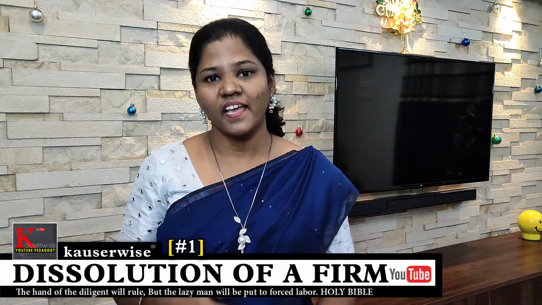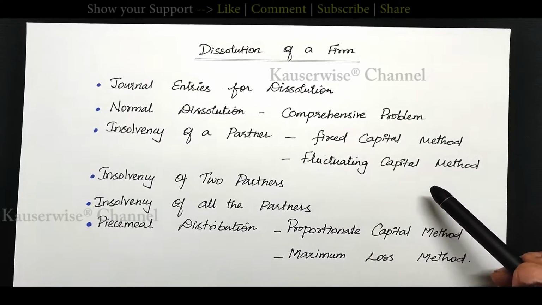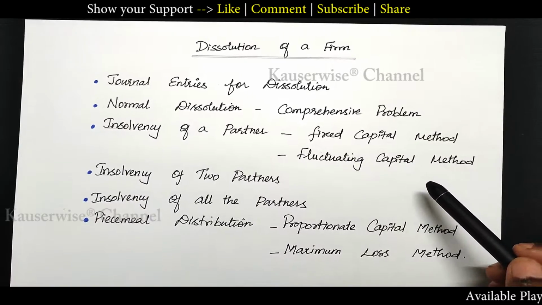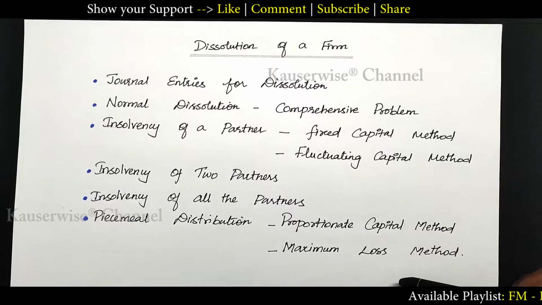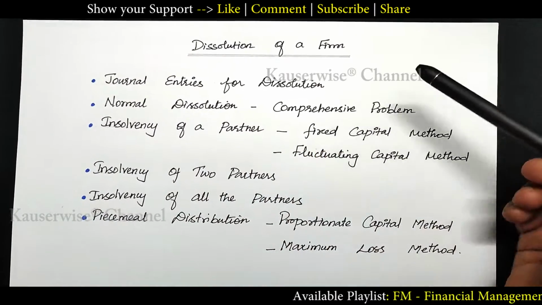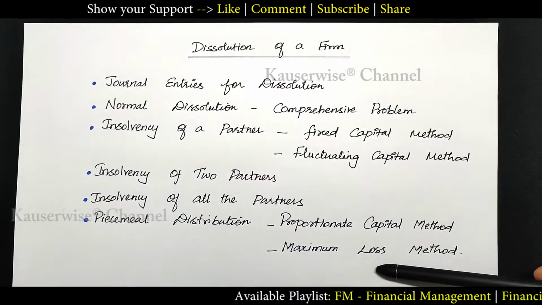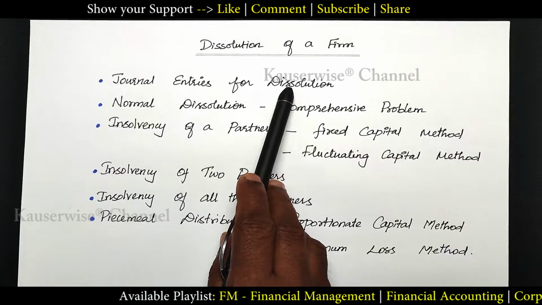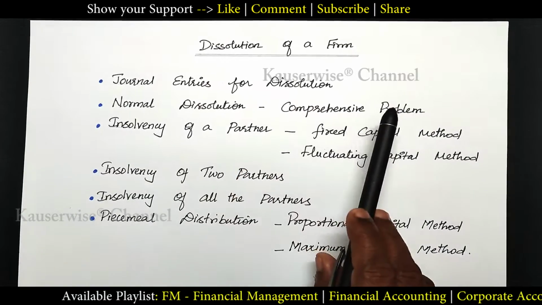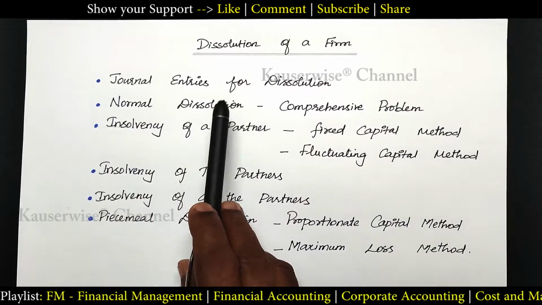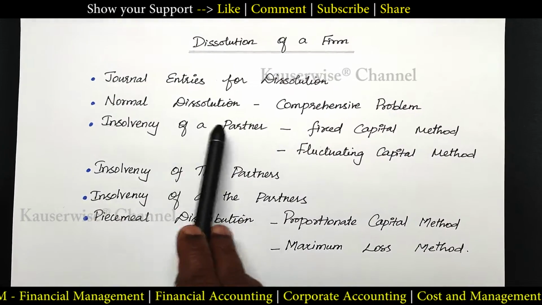This is Kauserwise, and this is the continuation video of partnership. Already we have seen admission, retirement and death. In this series we are going to see dissolution of a partnership firm. In that we are going to see these contents one by one. The first one, model journal entries for dissolution, and based on this we are going to see one comprehensive problem for normal dissolution. And the next one, insolvency of a partner.